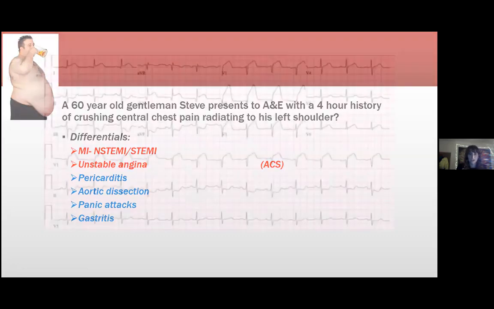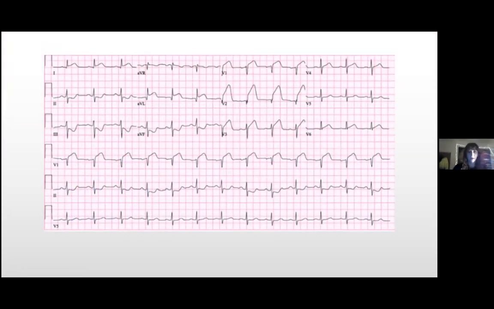So your triage nurse has kindly done an ECG for you. What do people think about this ECG? I can see the chat, so if anyone wants to pop anything in the chat, that'd be great. Yeah, ST elevation, and which leads can people see ST elevation in? Oh, yeah, perfect. So someone said anterolateral STEMI, so that's really good.